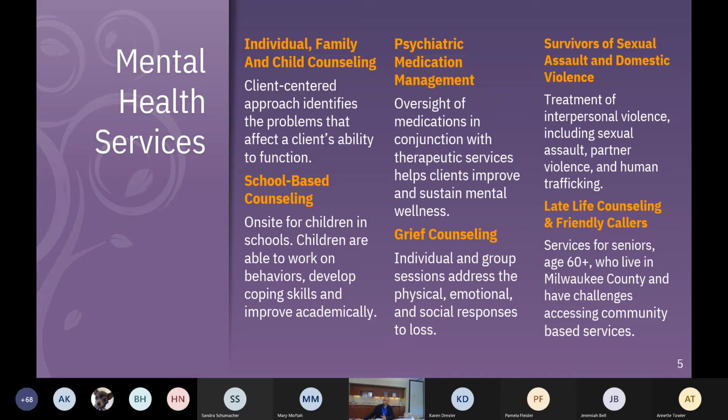In case you're wondering, within our mental health services we have individual, family, and child counseling, school-based counseling, grief counseling, psychiatric medication management, services for survivors of sexual assault and domestic violence, late life counseling, and friendly callers. We do a lot with 80 to 90 staff, and each of these services is ingrained with our MC3 values.